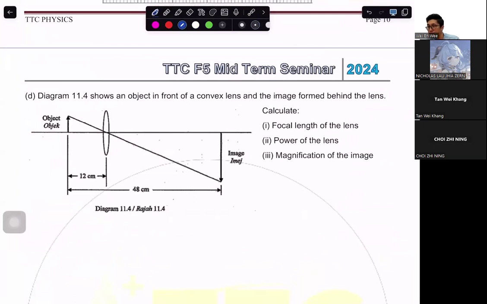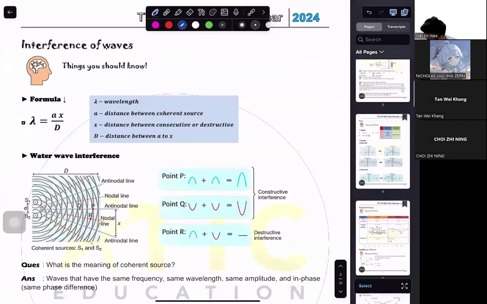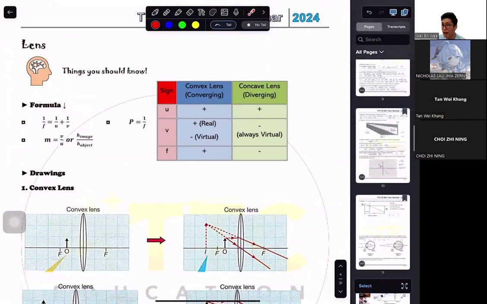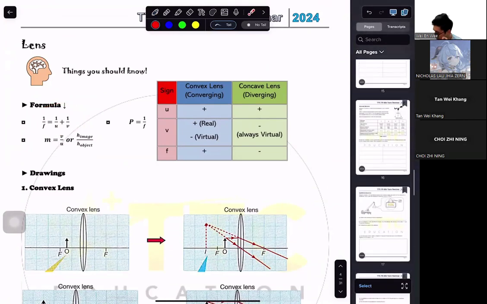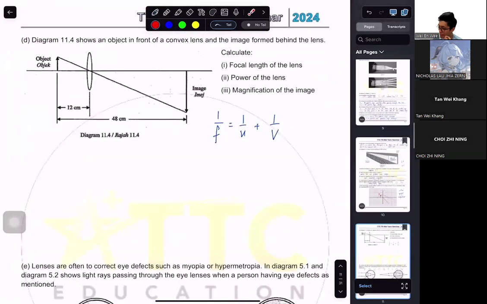So calculate what? Number one, the focal length, the power, and the magnification. For the calculation, you use the formula 1 over F equals 1 over U plus 1 over V. This should be up there if you look here. 1 over F equals 1 over U plus 1 over V. But you have to be careful about a few things, which is that some of the numbers can be negative.